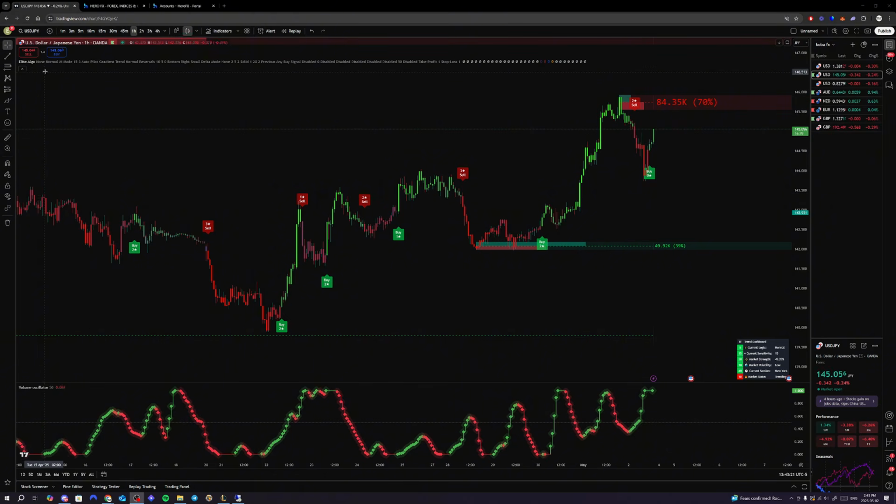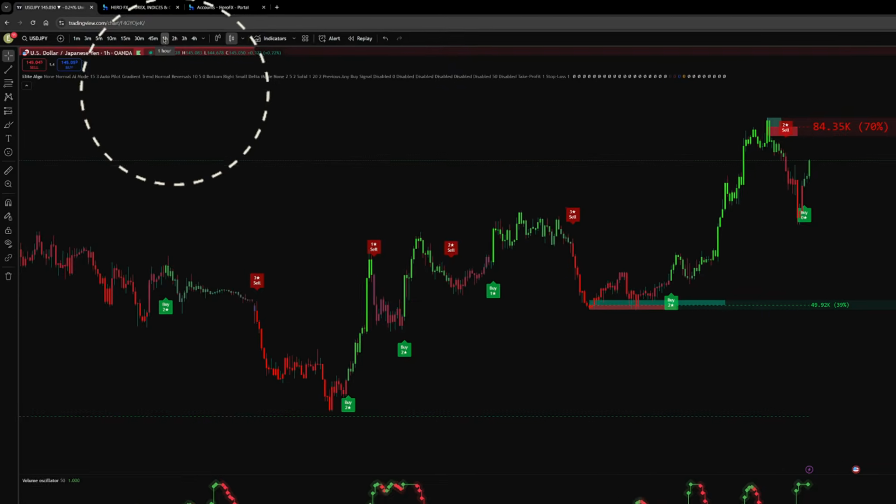So right now we are looking at USD JPY. And my first goal here is to make sure that I have the best possible signals on the chart that I'm looking at. Before I adjust the settings for the toolkit, I want to make sure that I'm on the proper time frame that I want to trade on. So right now we can see I'm on the 1 hour time frame.